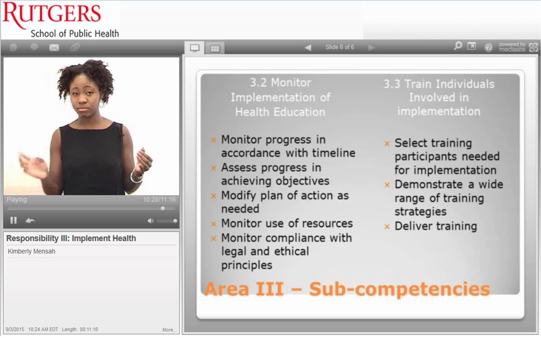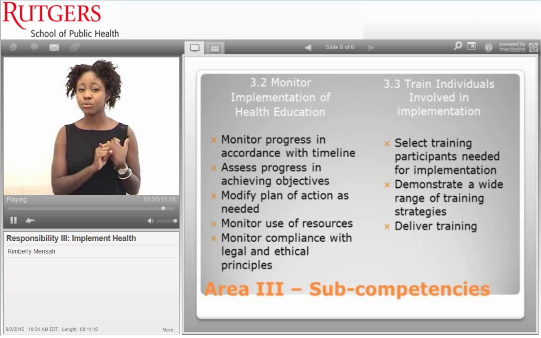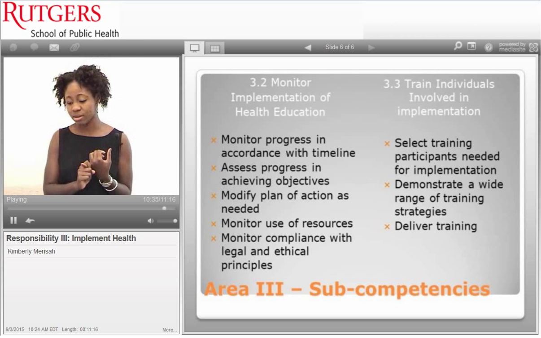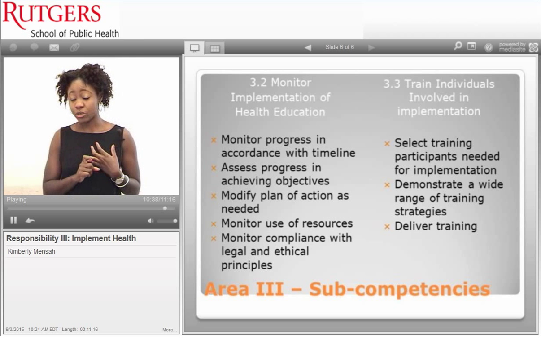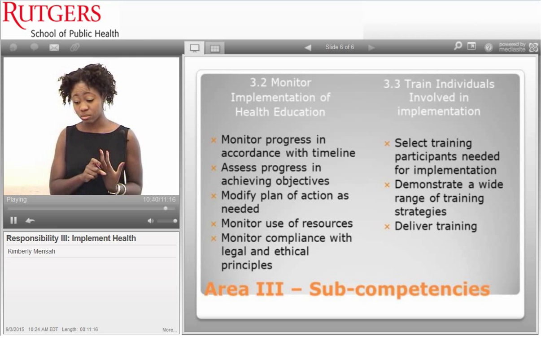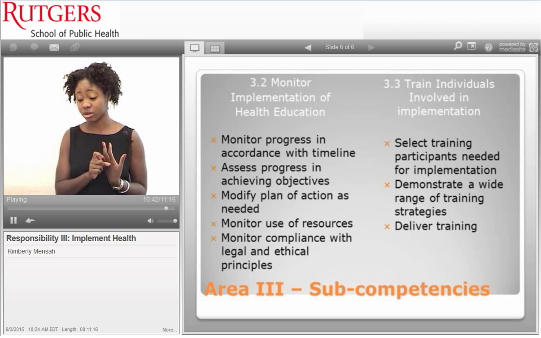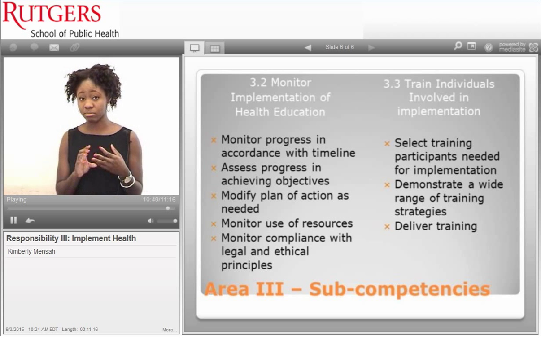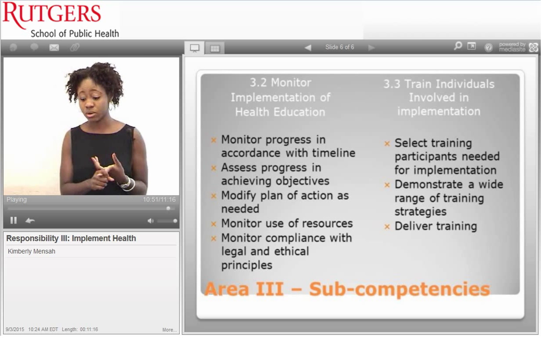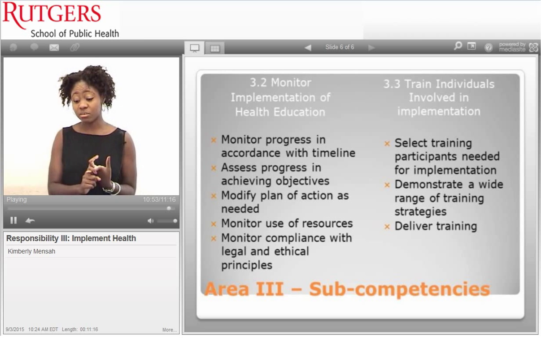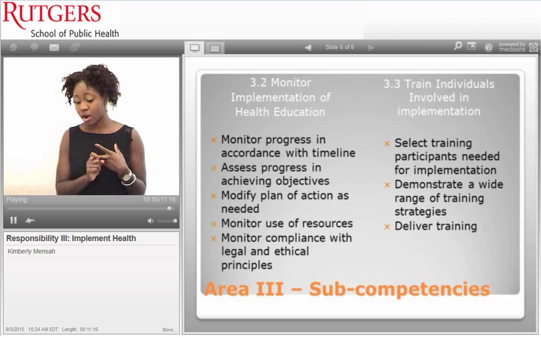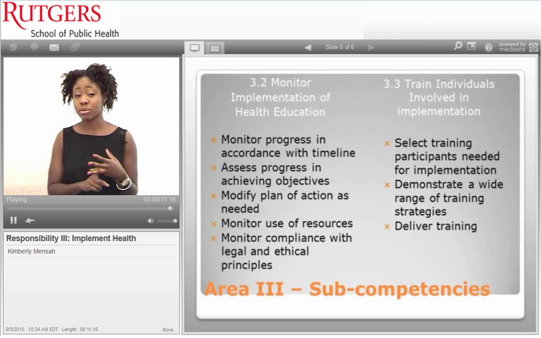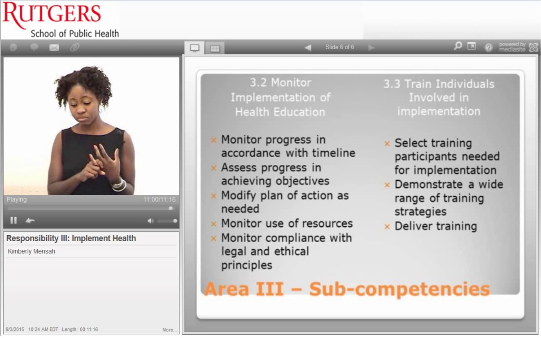Responsibility 3, 3.1, are you ready to go? Are you ready to make your program happen? Are you culturally competent and taking into account health literacy of your target population? And are you following the appropriate model or theory that works for your program? 3.2, monitoring. Are you flexible during your program? Are you using the right resources? And are you being compliant to rules and regulations?